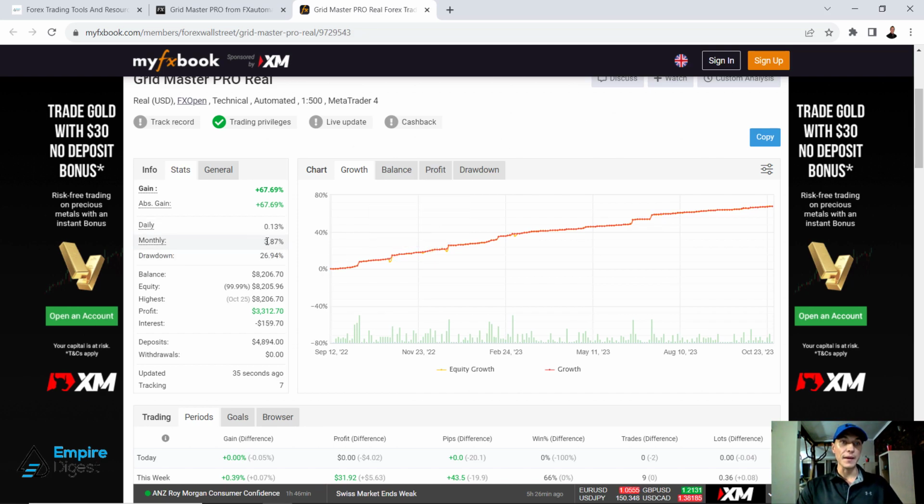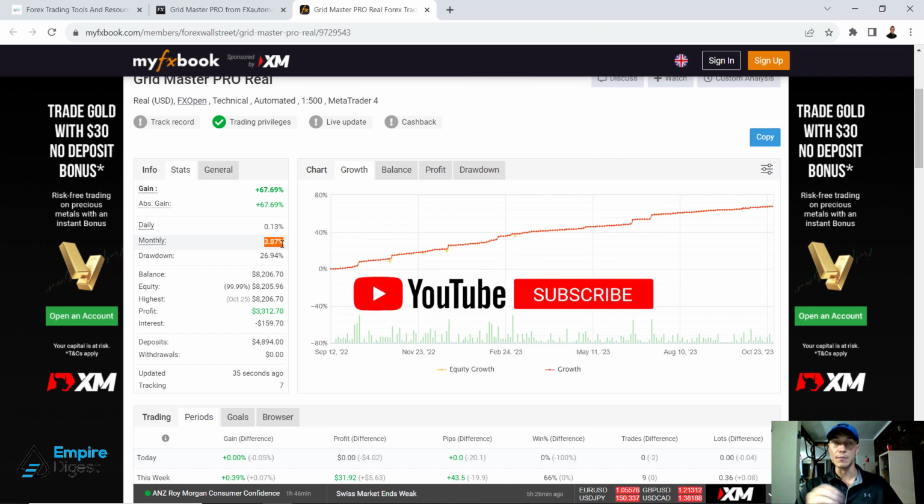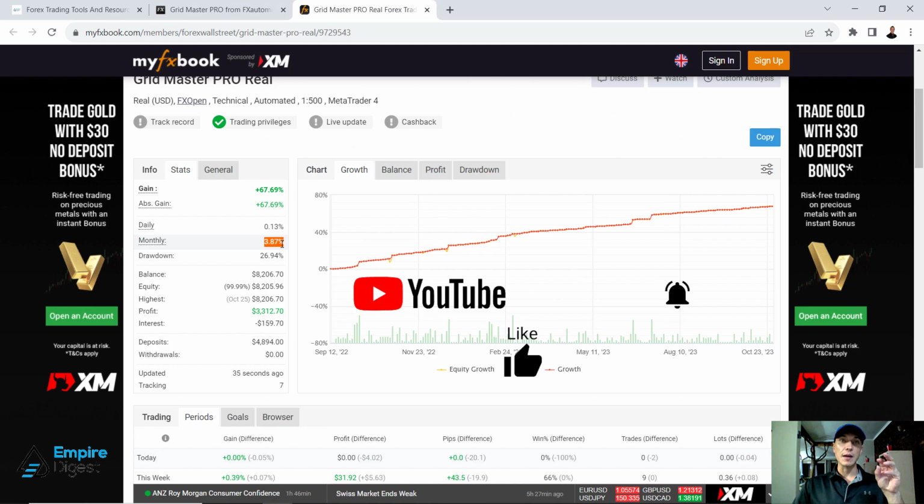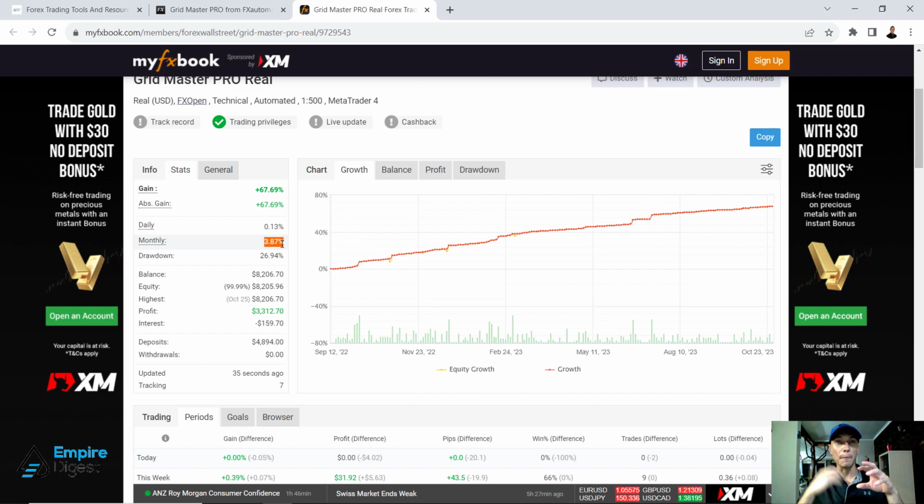Now, the monthly gain is 3.87%. I'm absolutely happy with that monthly gain. Reason being, that is compounded interest. So every time a month ends, you get another 3.8%. That is on the total account balance. And if you don't know what compound interest is, go search it on Google. I don't want to delve into too much detail, otherwise the video becomes too lengthy.